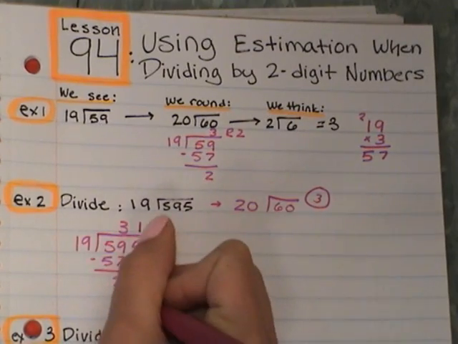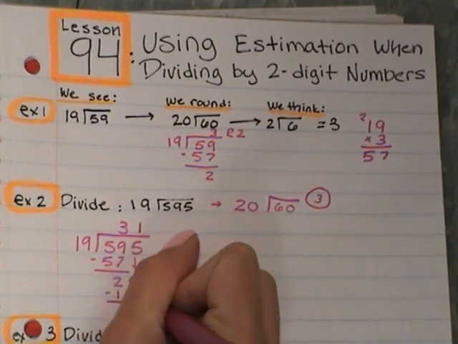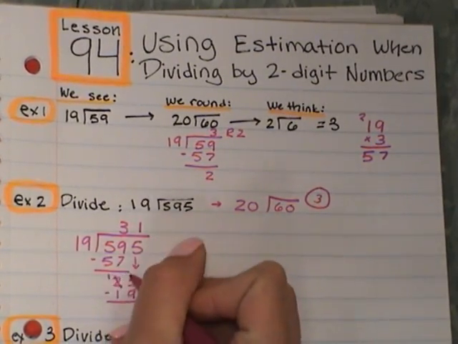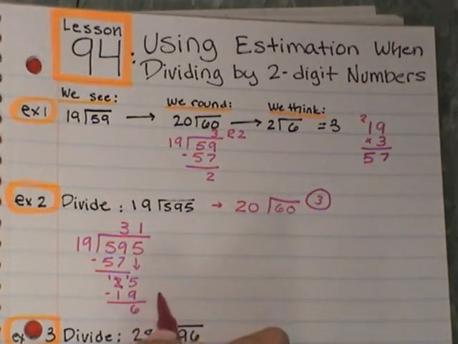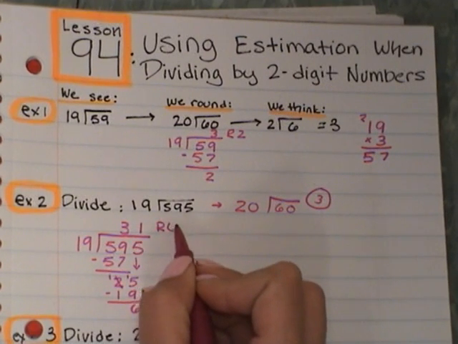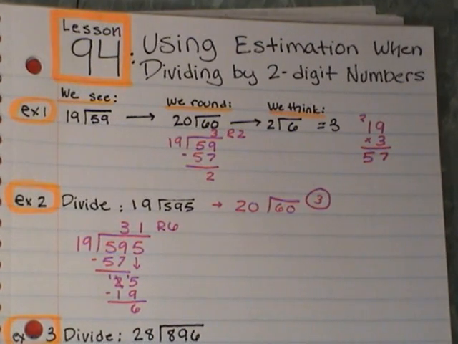1 times 19, 19. When I subtract, I'm going to have to borrow, 15, 6, 1 minus 1, 0. Nothing else to bring down. So my remainder would be 6, or 6 over 19, 31, and 6 as my remainder.